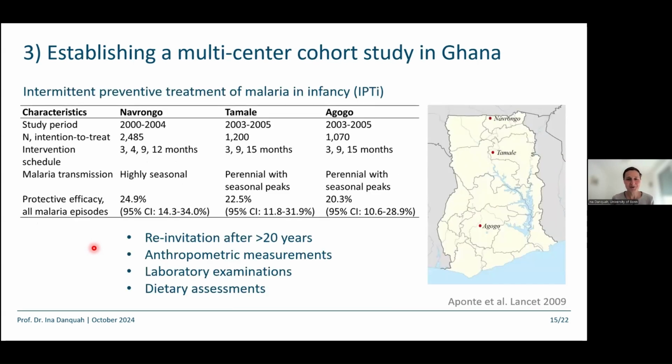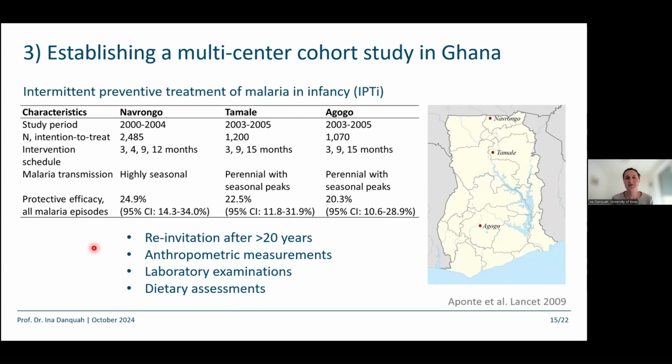So even though, despite all the challenges, we are trying to start this kind of endeavor also in one of our partner countries, and this is what I would like to talk about in the next couple of minutes. Here you see the country map of Ghana, and the 3 study sites where we want to try and establish a cohort study.